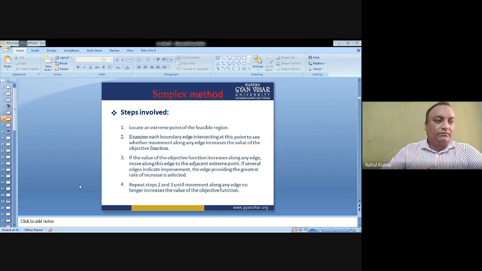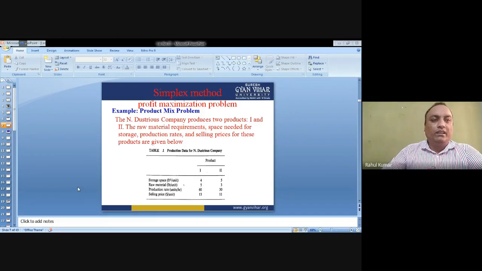So this is one example of the simplex method, a profit maximization problem. Just see this problem here: the industrious company produces two products, first and second.